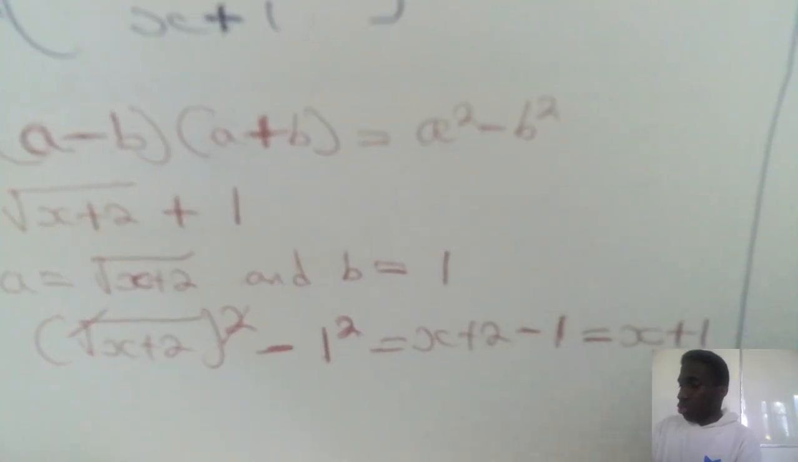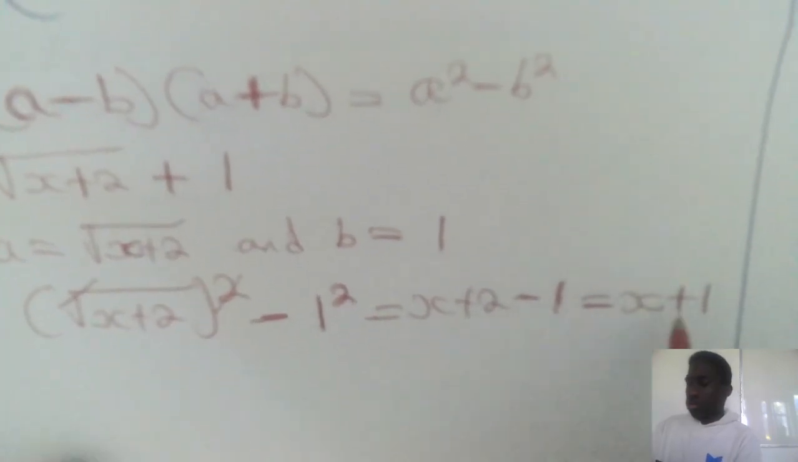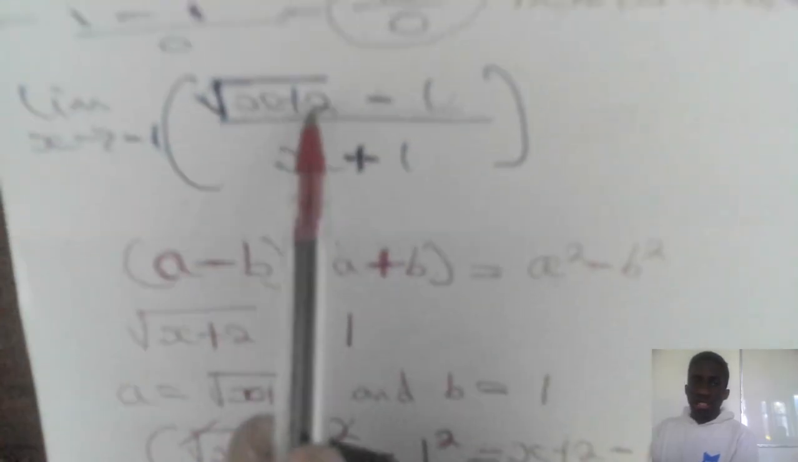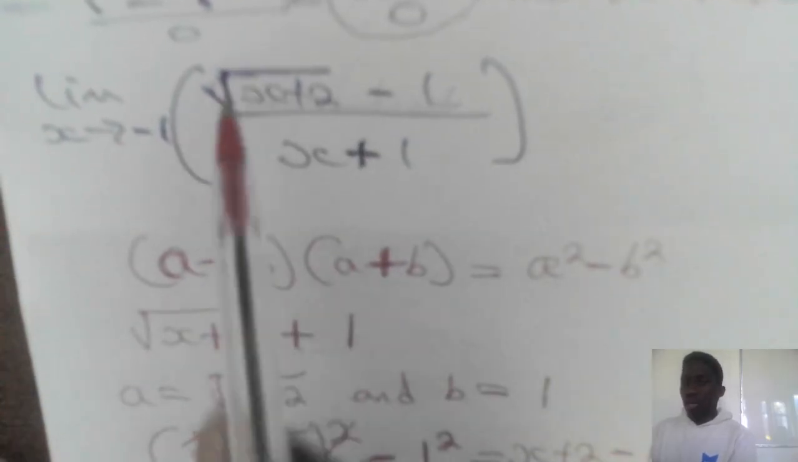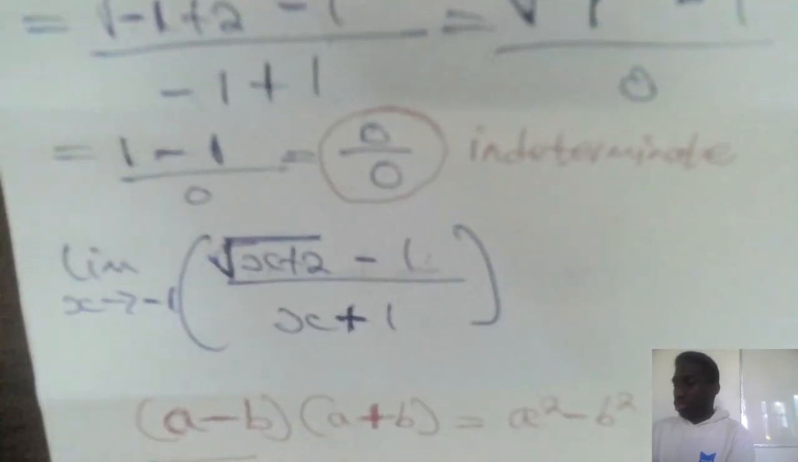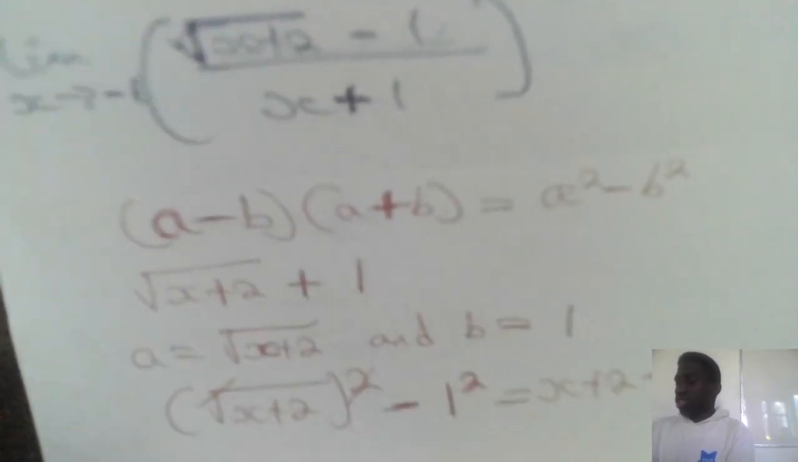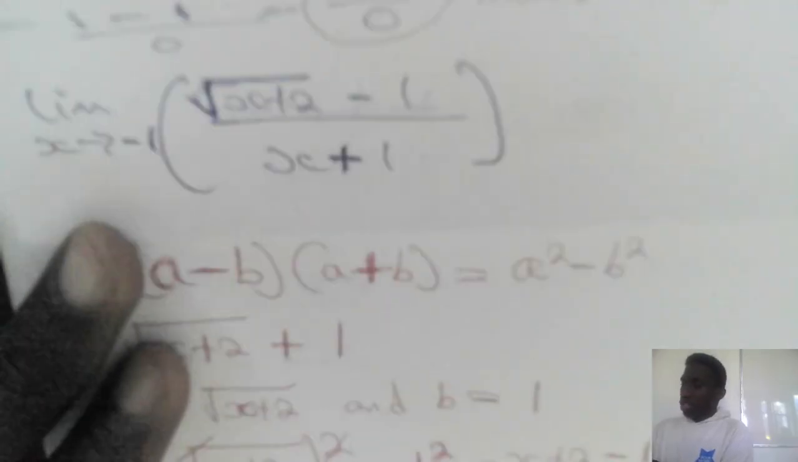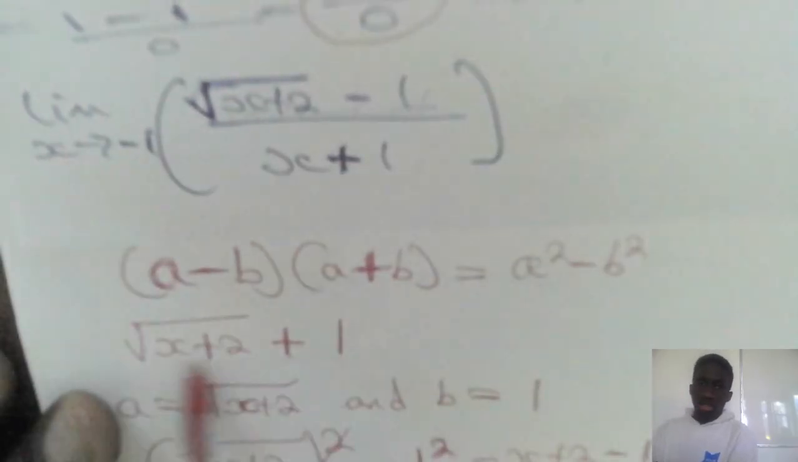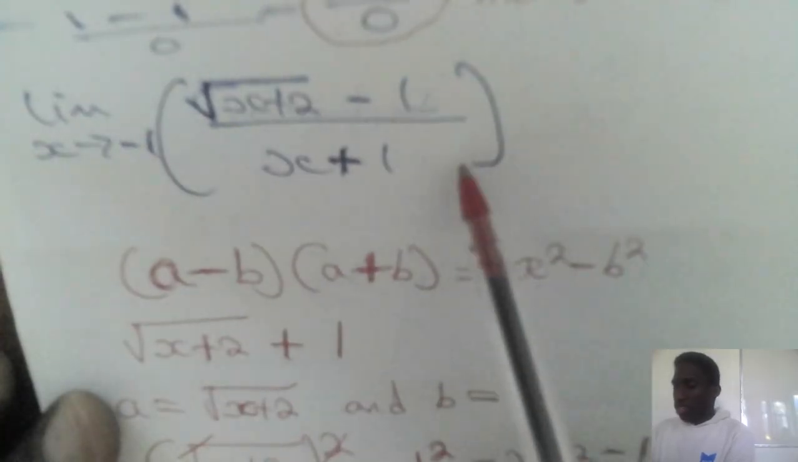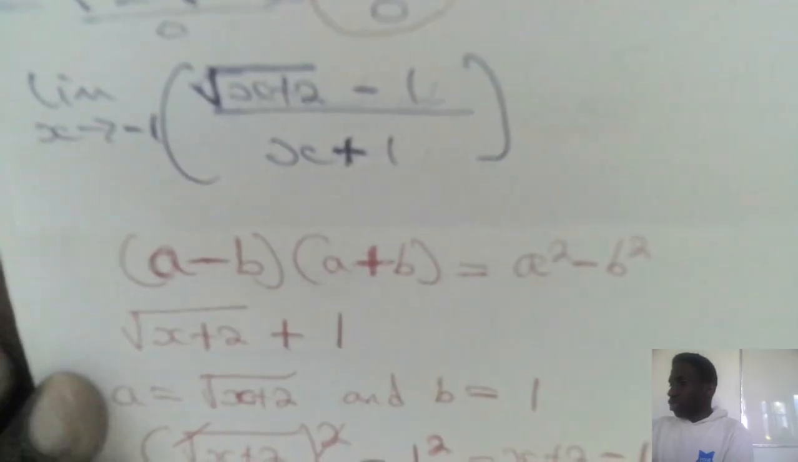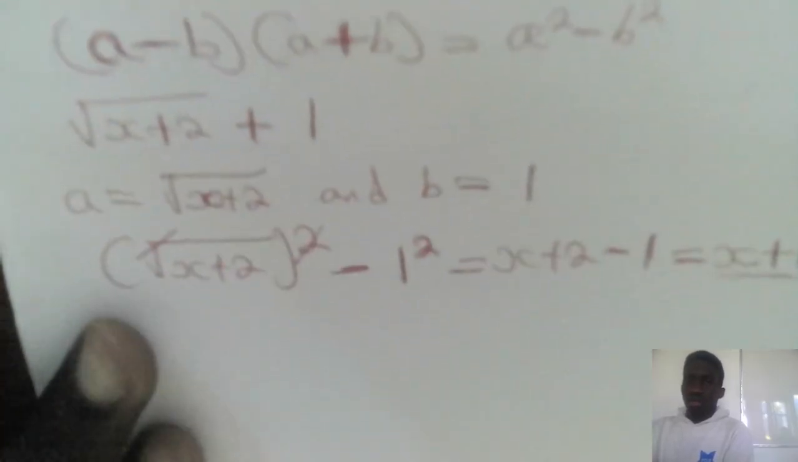Leaving you with x plus 1. So that's it. It leaves you with x plus 1. So you've successfully been able to eliminate this square root here. But the thing is that if we're going to multiply our numerator by this, the conjugate, we should also multiply the denominator by the same thing, so as not to change the function. So that was just the background of what we're going to do.